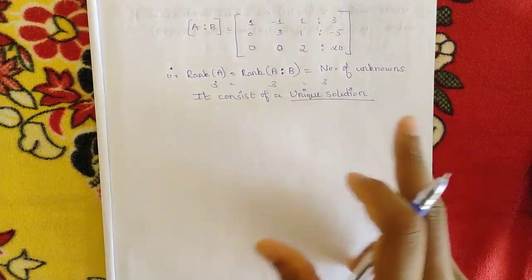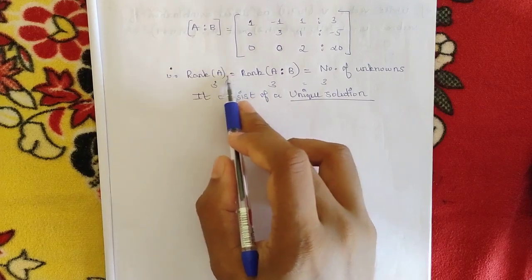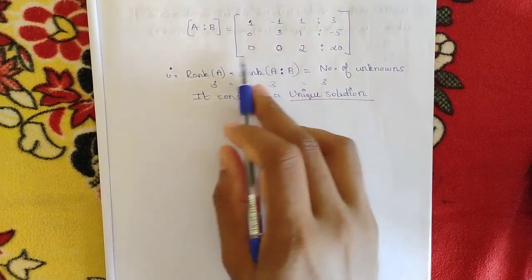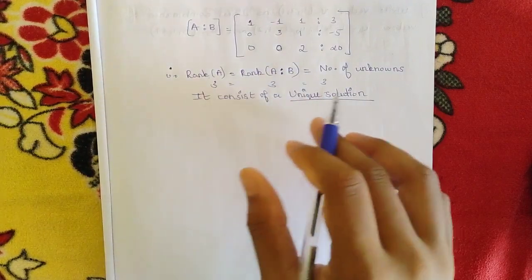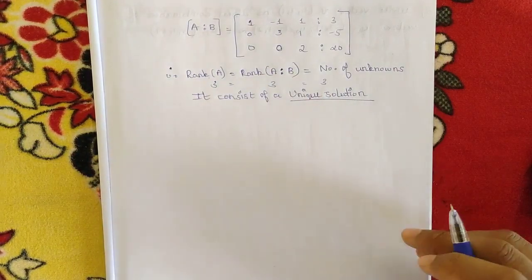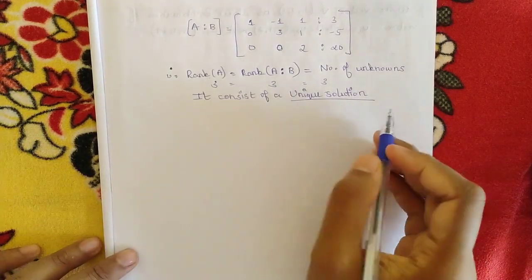But if rank of A is not equal to the rank of the augmented matrix A B, then we can say that it does not have a unique solution, and then it cannot be represented as a linear combination. Okay, so now it has a unique solution.